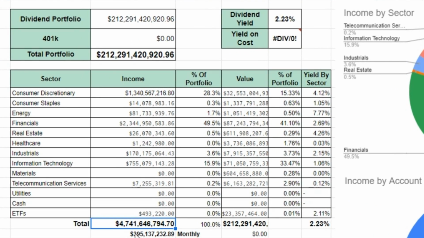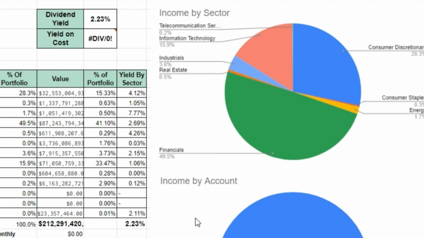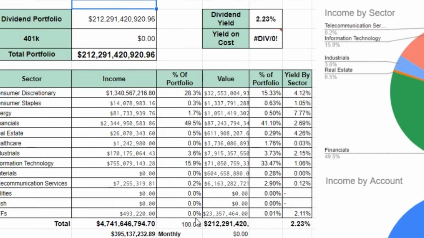Looking at the portfolio income, of about this $4.7 billion that he gets in dividends, almost half is coming from the financial companies. We'll get into what companies those are in a minute. The portfolio itself yields about 2.23%, which I thought was pretty light. But keep in mind that not all of his positions pay dividends, and some are higher growth stocks like Apple, which is probably dragging down the dividend yield of the portfolio pretty drastically. We'll get into that in a minute.